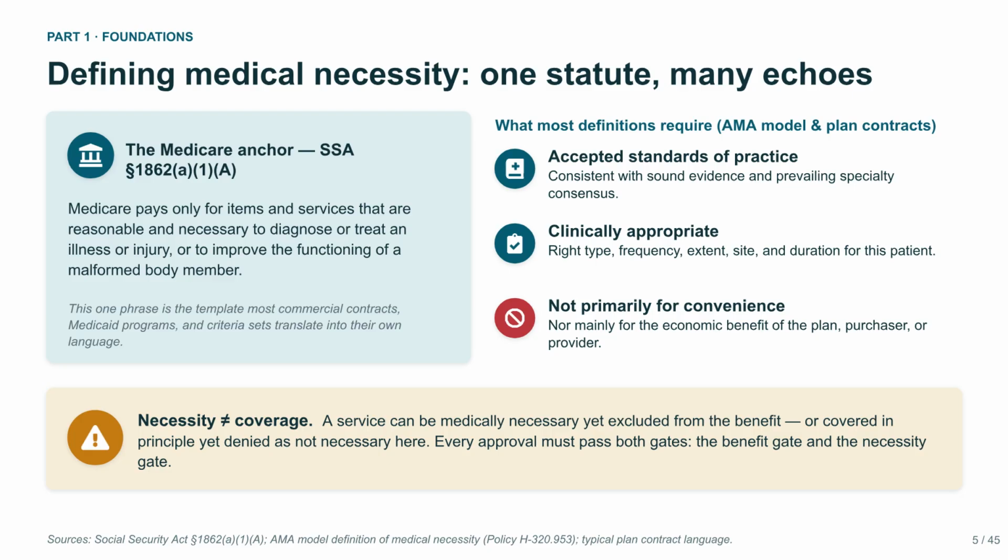At the heart of the system is the Social Security Act's definition of reasonable and necessary. Most commercial contracts mirror this, adding requirements for clinical appropriateness and a bar on convenience-based services. Remember, necessity and coverage are 2 separate gates that must both be cleared for approval.